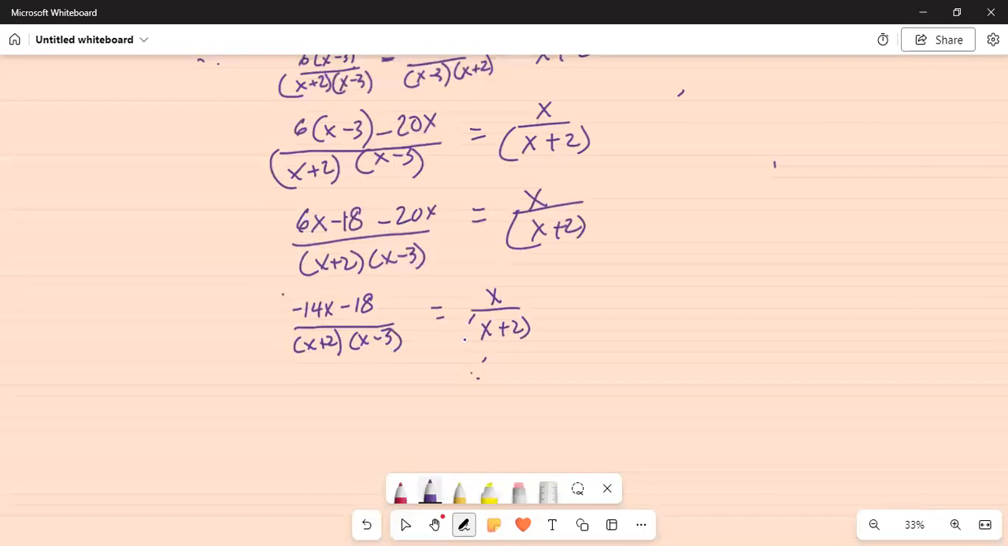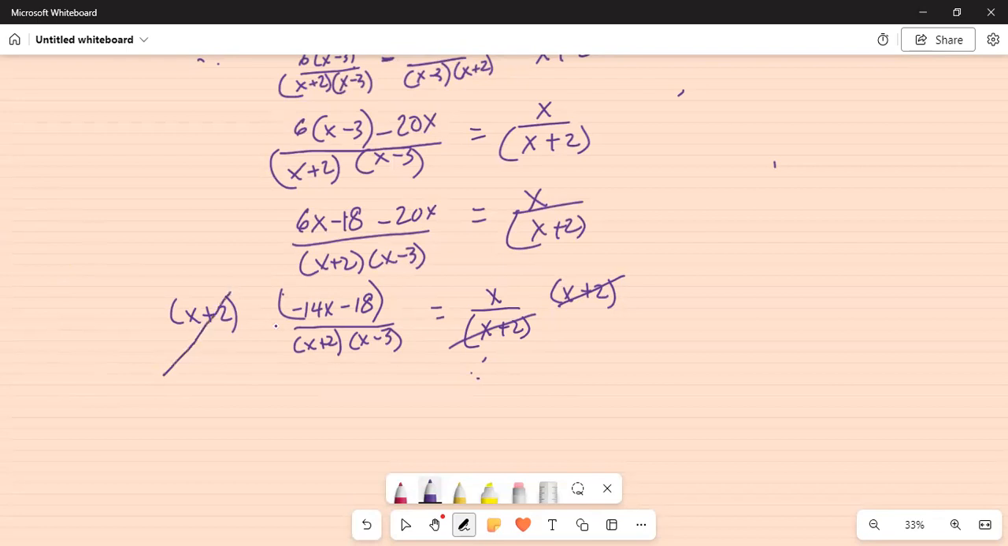Now multiply by the common denominator x plus 2 on both sides. Why do I want to do that? So that I can remove the x plus 2 from the denominator on the right-hand side. The x plus 2 cancels on the left-hand side as well. Now I'm left with minus 14x minus 18, divided by x minus 3, is equal to x.